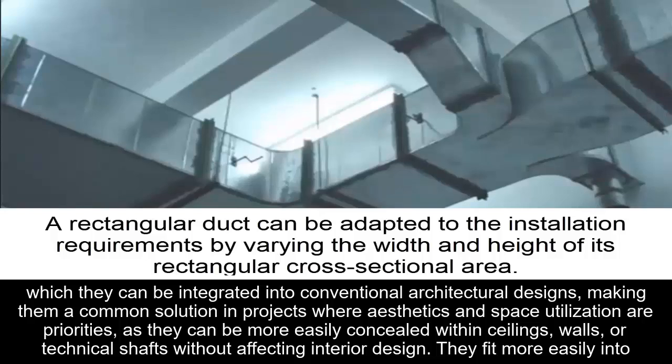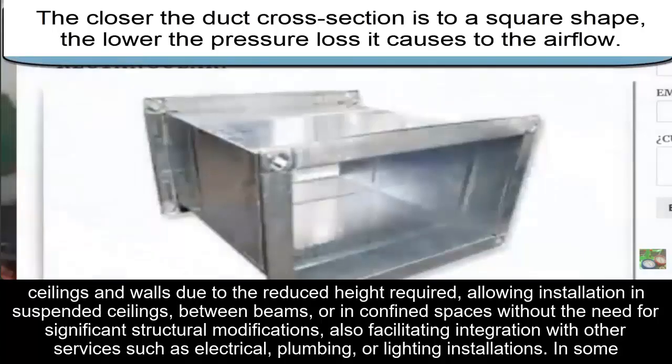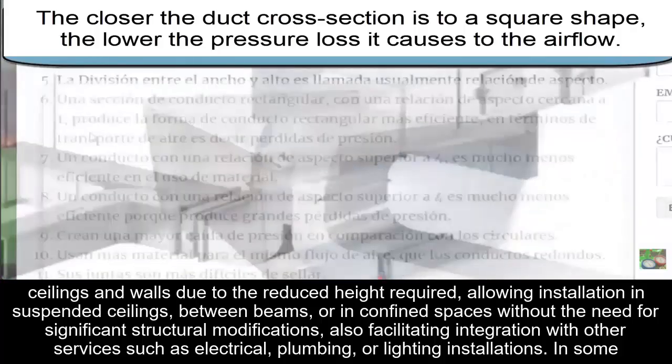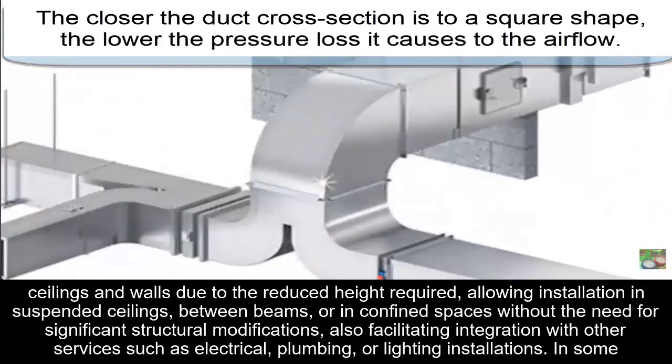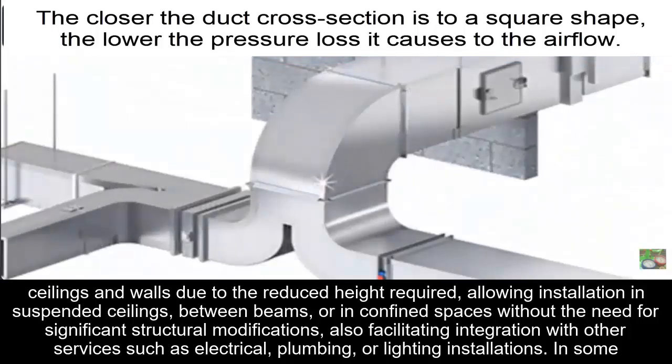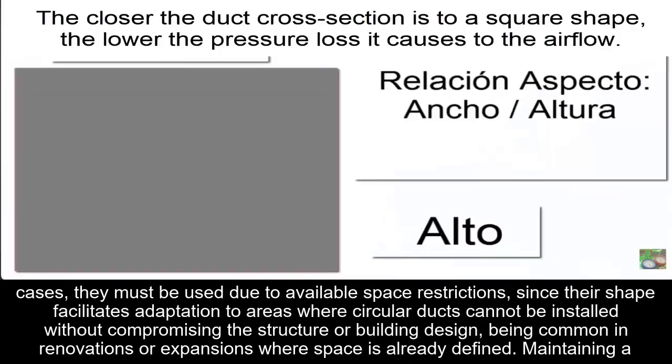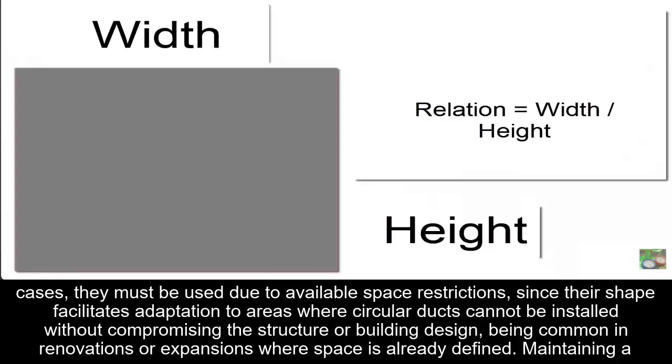They fit more easily into ceilings and walls due to the reduced height required, allowing installation in suspended ceilings, between beams, or in confined spaces without the need for significant structural modifications, also facilitating integration with other services such as electrical, plumbing, or lighting. In some cases, they must be used due to available space restrictions, since their shape facilitates adaptation to areas where circular ducts cannot be installed without compromising the structure or building design, being common in renovations or expansions where space is already defined.